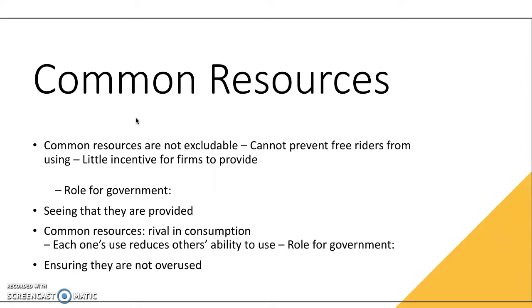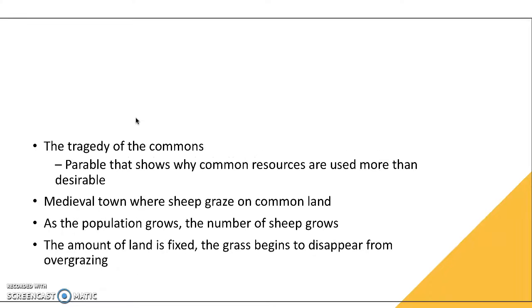Common resources. Common resources are not excludable, therefore we cannot prevent free riders from using them. There's little incentive for firms to provide these, and there is a role for government with these common resources. Common resources are also rival in consumption, so each person's use of a common resource usually reduces others' ability to use it. Part of the government's role is ensuring that these common resources are not overused, or monitoring the consumption.